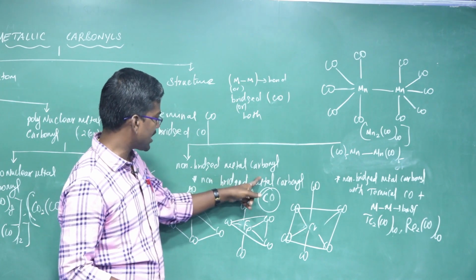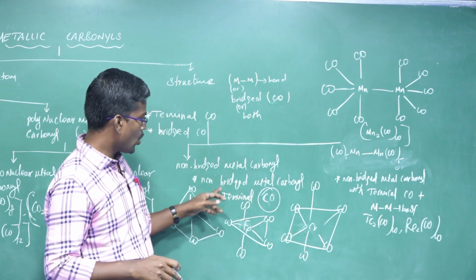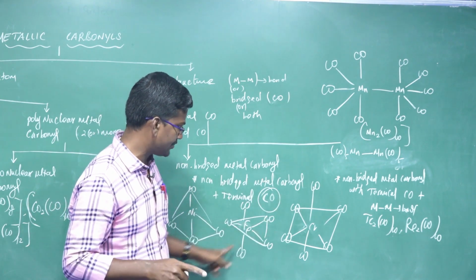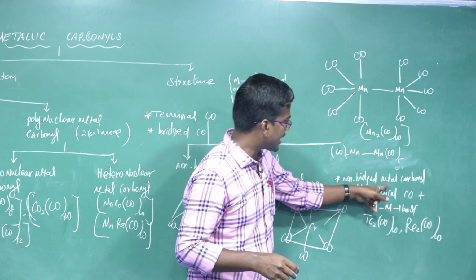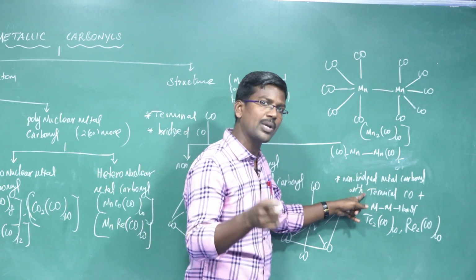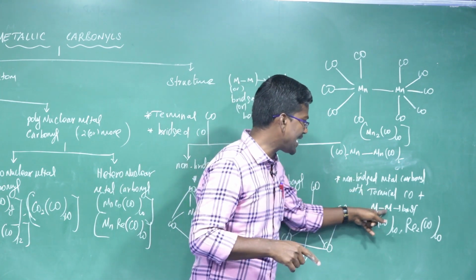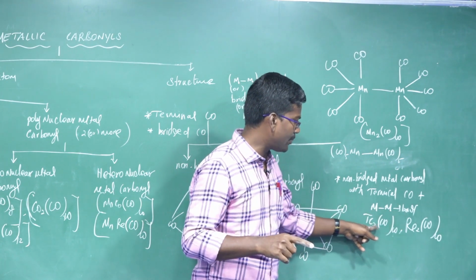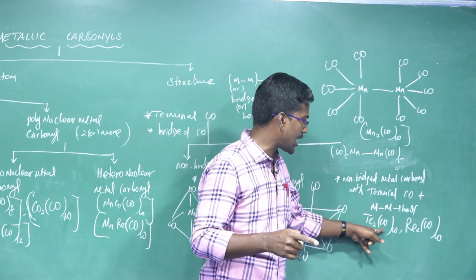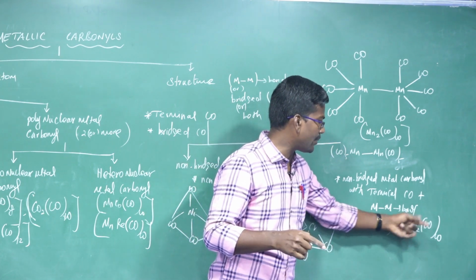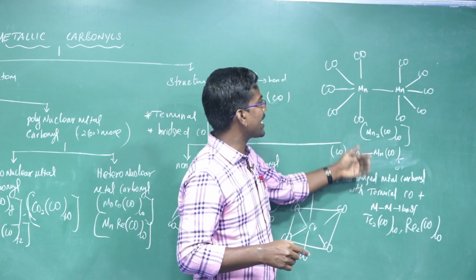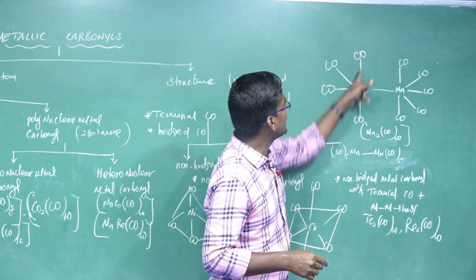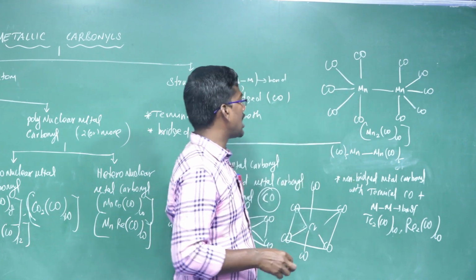So non-bridged metal carbonyl is further classified into two types. One is non-bridged metal carbonyl with terminal carbonyl ligands. Another one, non-bridged metal carbonyl with terminal carbonyl ligands as well as a metal bond. Example, ditechnetium carbonyl, dirhenium carbonyl, dimanganese carbonyls, which contain metal bonds and terminal carbonyl ligands.